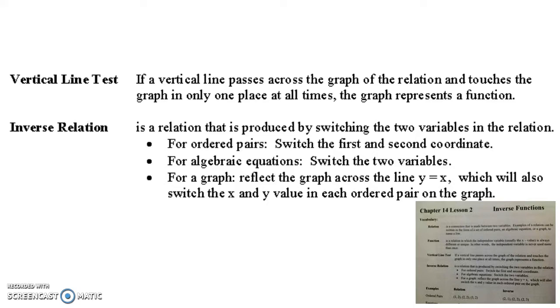So now we want to think about the idea of an inverse relation. To make an inverse relation, we change the position of the two variables. So for an ordered pair, we're just going to change the order of the coordinates. The x becomes the y and the y becomes the x. In an algebra equation, we're going to do the same. We're going to take the x and put it in place of the y, and the y goes where the x was. When we graph, we're actually going to reflect the graph across the line y equals x, which remember, that's a 45-degree angle through the origin. And that, too, will switch the x and y values in our graph.